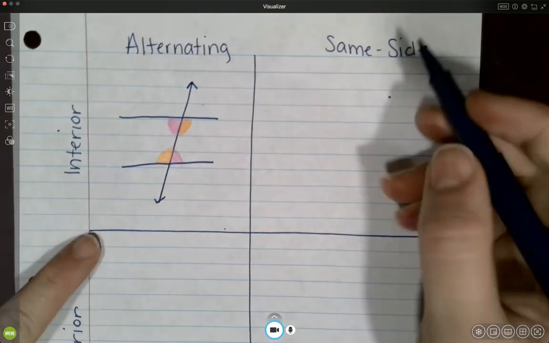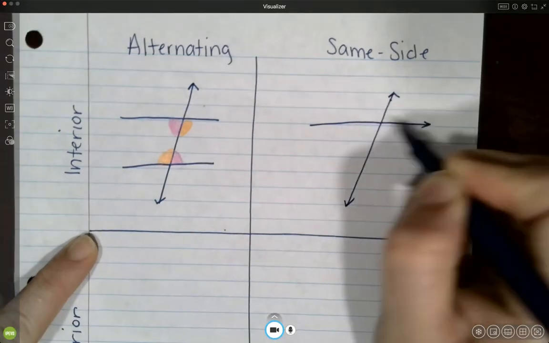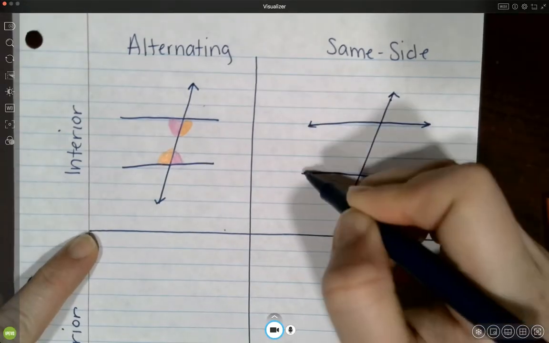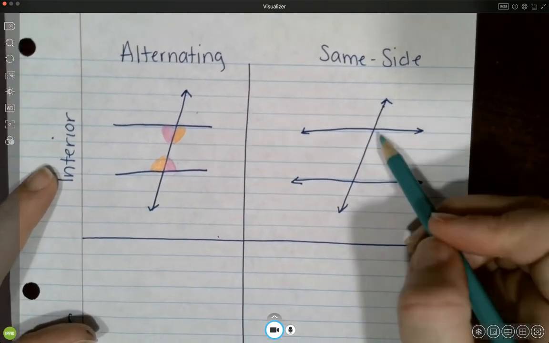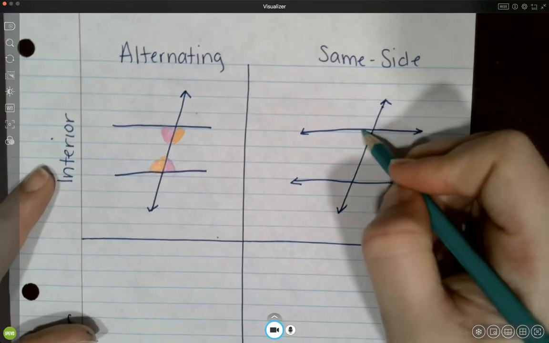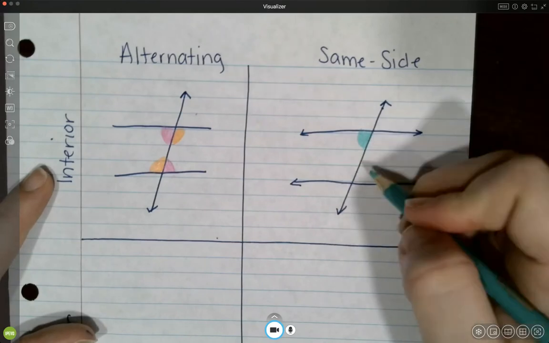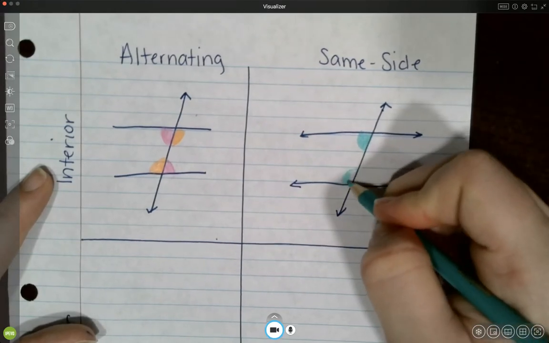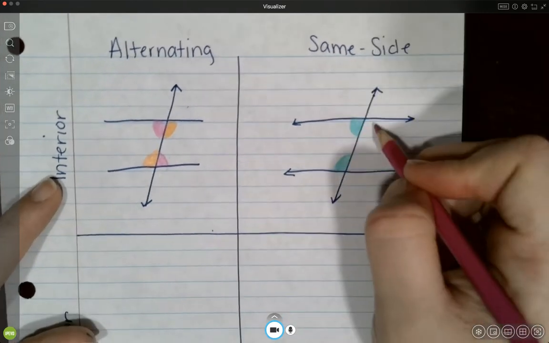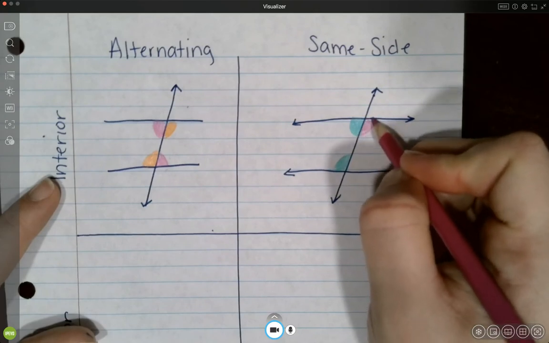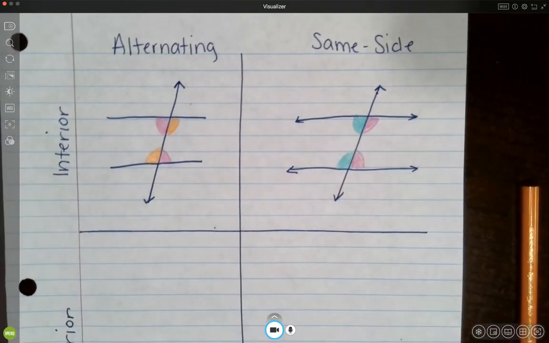Same side interior. So we're going to draw another parallel lines with the transversal. Again, we're still interior, so we're still inside. We have these four angles to choose from, but we need to be on the same side of the transversal. So if I pick this angle in the bottom left corner, that's going to be referring to this same side on the inside. Or we can have this other side, and they have to be on the same side. So this would be an angle pairing that would work together.